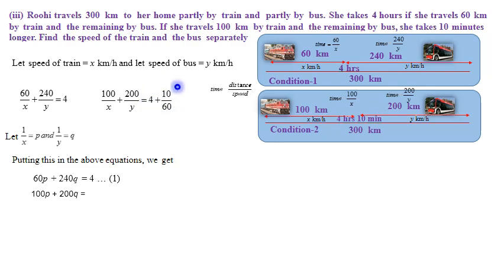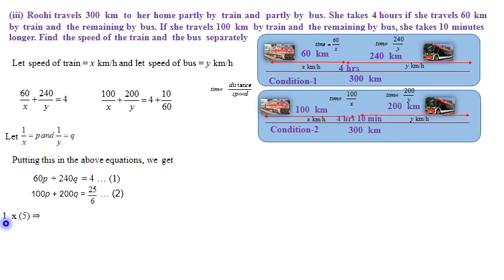Here, how did we get 10 by 60? Actually it is 4 hours 10 minutes. This 10 minutes we have to convert into hours, because hours and minutes we cannot add. So 10 minutes when we convert into hours, that is 10 divided by 60. So after calculating 10 by 60 plus 4, we will get the answer as 25 by 6. Label it as equation number 2.